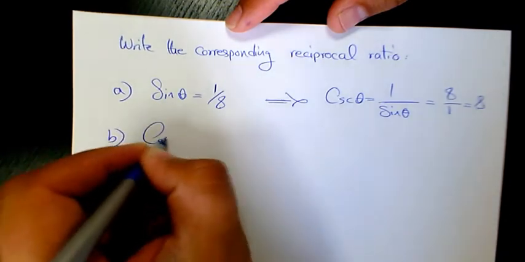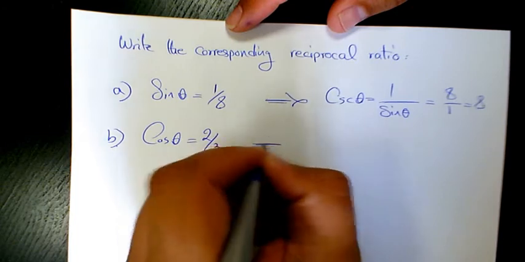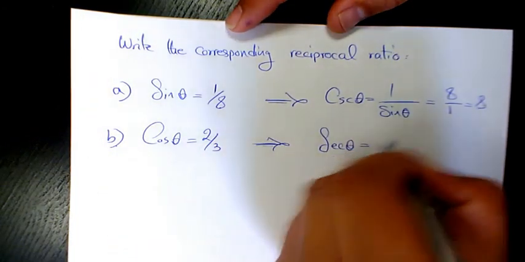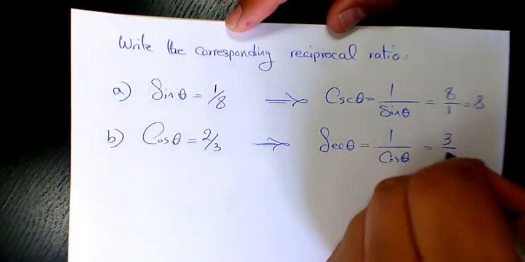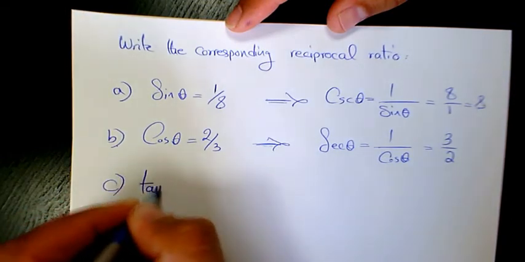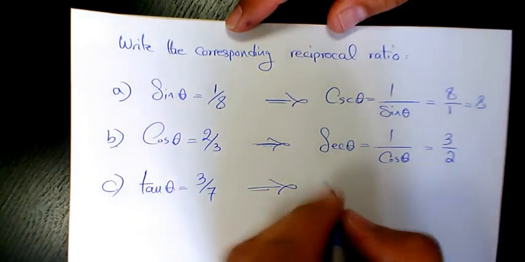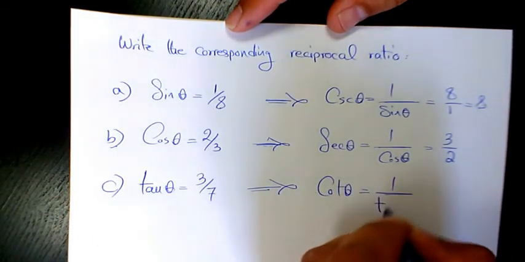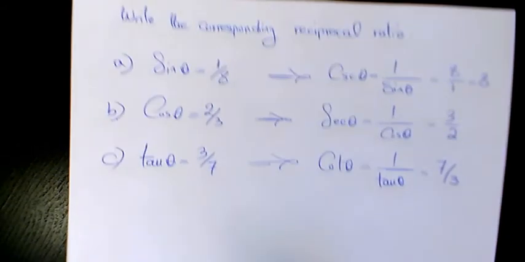Next question, cosine theta is 2 over 3. That's going to be secant, the ratio which is 1 over cosine. That's going to be the inverse of it, which is 3 over 2. See, tan theta is 3 over 7. So cotan is going to be the inverse of it, which is going to be 7 over 3.